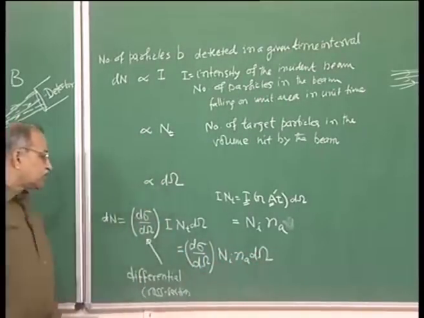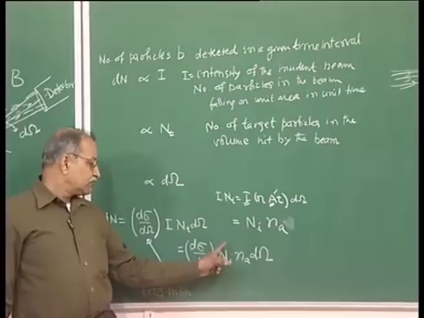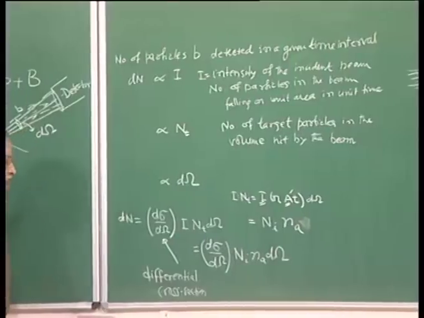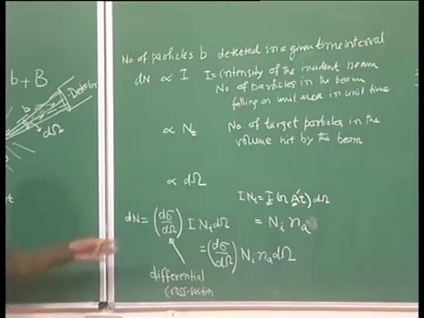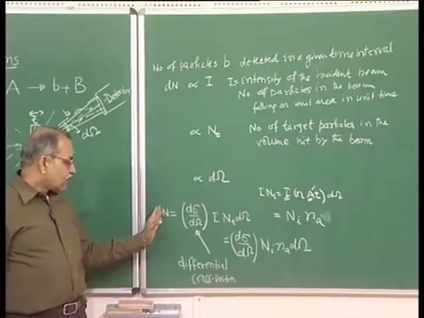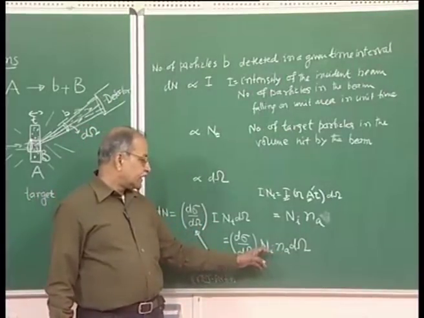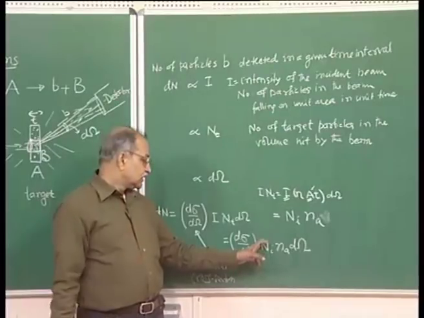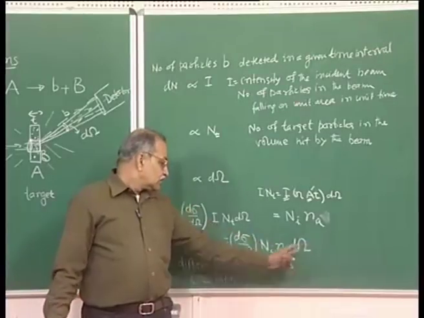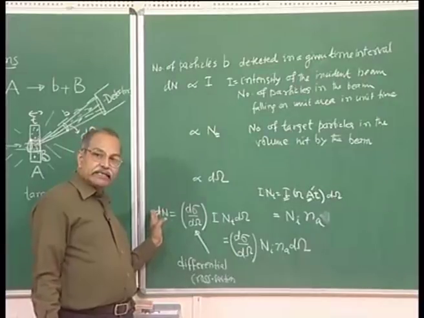You can write it in terms of the number of target particles, or in terms of the number of incident projectile particles falling per unit time. Both ways it can be done. Look at the dimensions. There is a number of particles being detected, dn per unit time, so it is a number. Take this one, n_I, the number of incident particles per unit time, that is a number. d omega is the dimensionless solid angle, and d sigma d omega is again dimensionless.